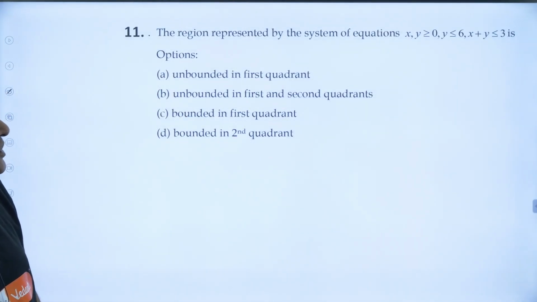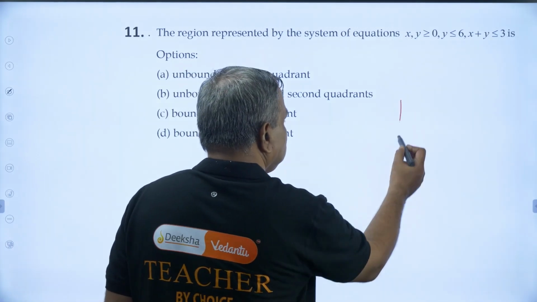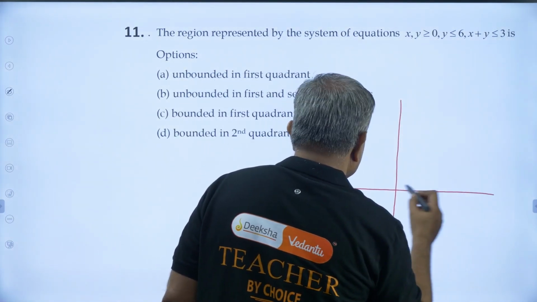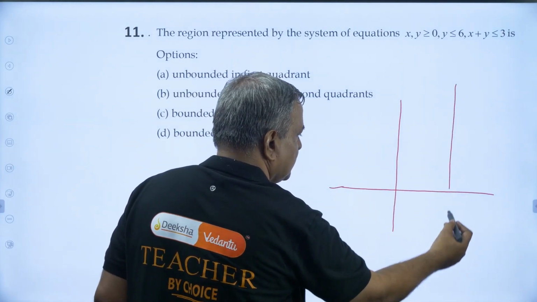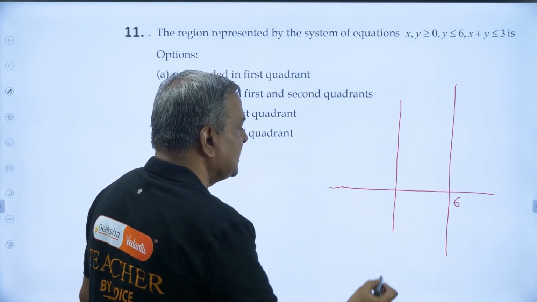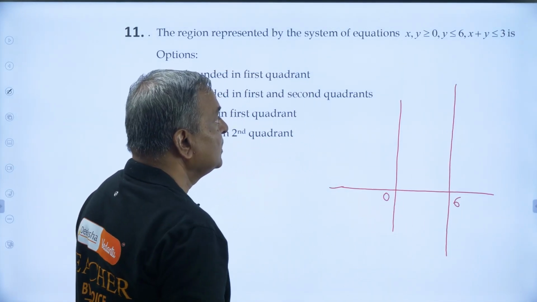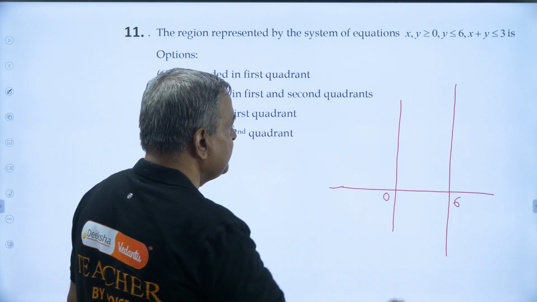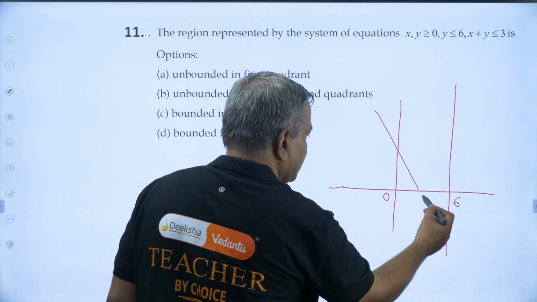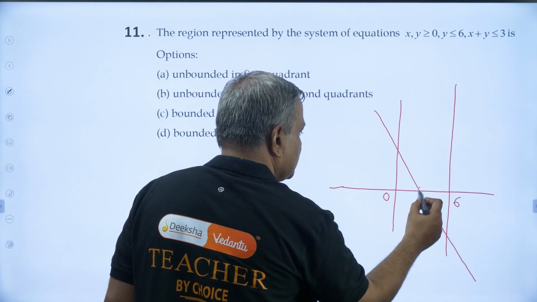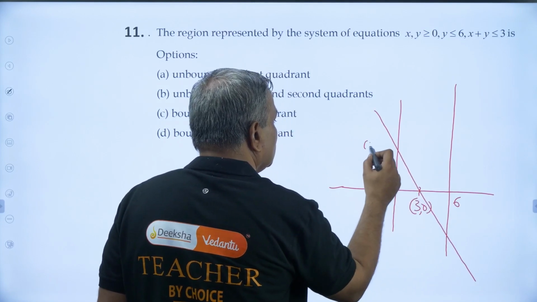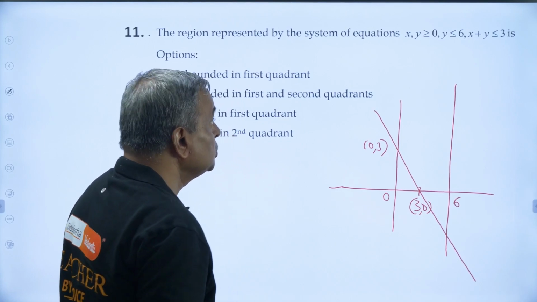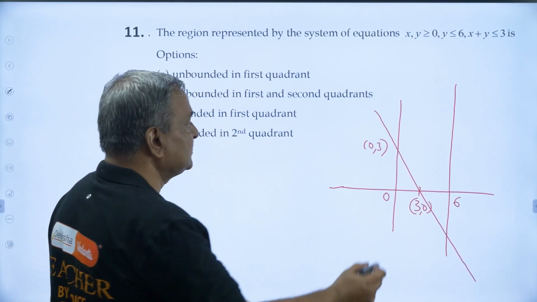The region represented by the system of equations: x is greater than or equal to 0, y is greater than or equal to 0, which means upper, and y is less than or equal to 6. This is 6. And x plus y is less than or equal to 3. This point is 3 comma 0. This is 0 comma 3. So y is less than or equal to 6. This area.